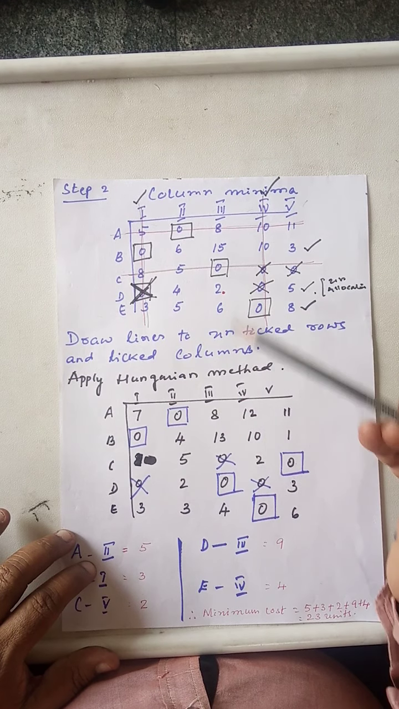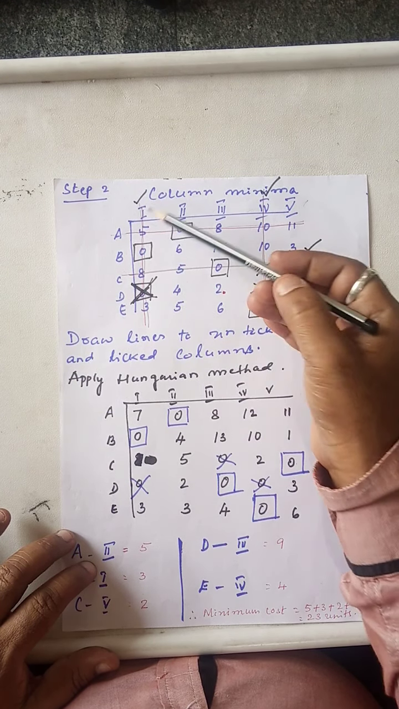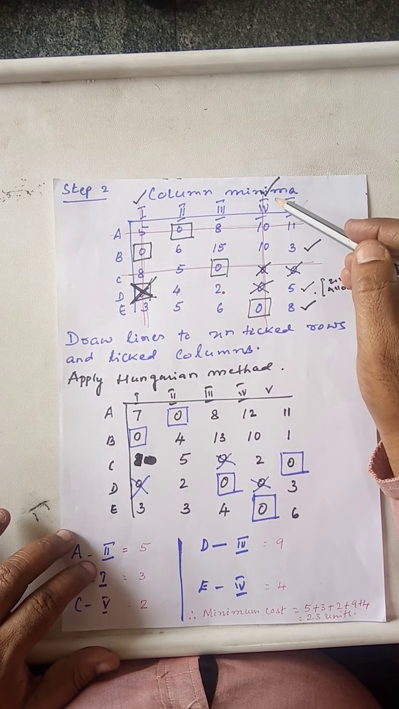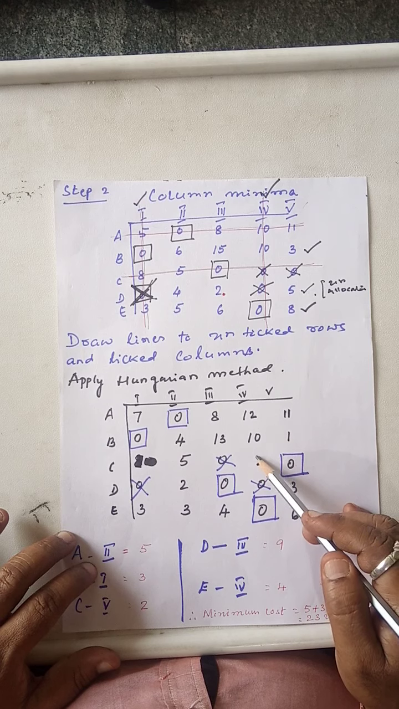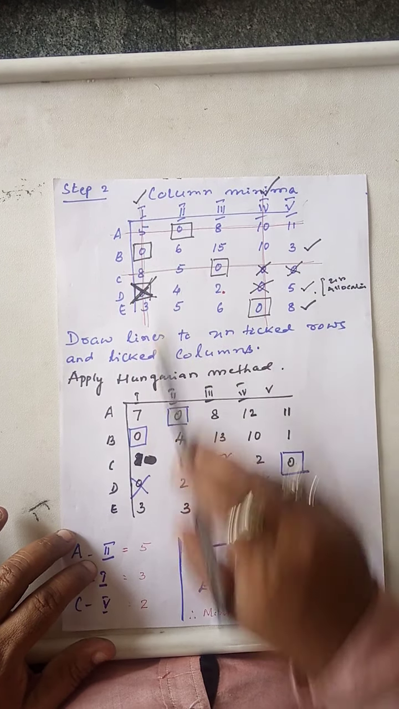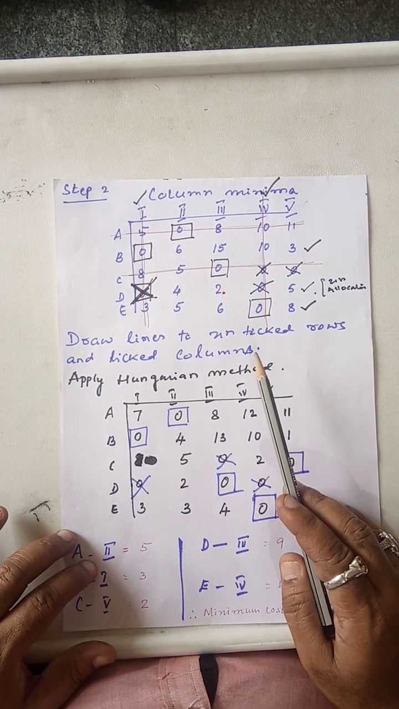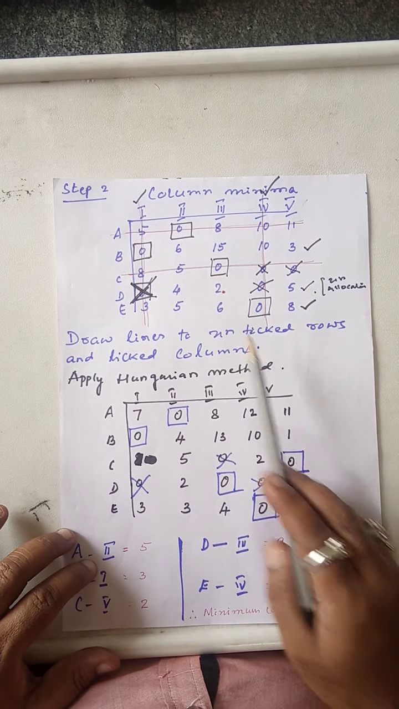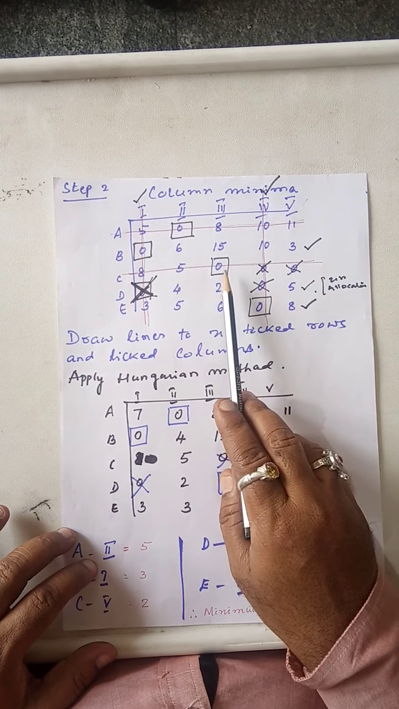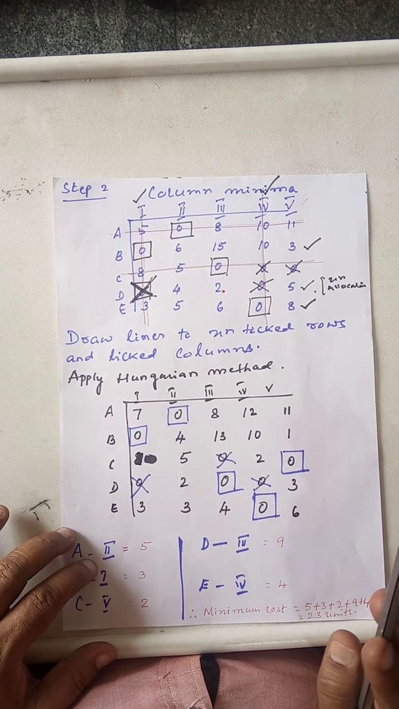At the same time, there are two ticked columns, one here and one here, and these ticked columns are represented on the lines. While doing this kind of arrangement, ensure that no 0 is left out of your line markings. All zeros should lie on these lines, and it is done.